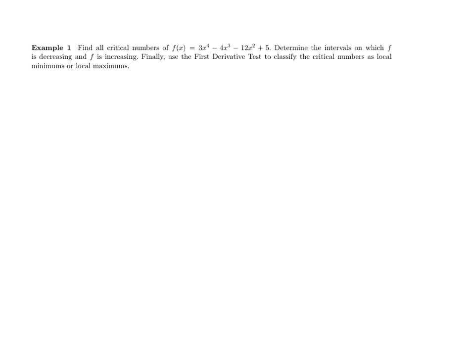So to start with, let's find the critical numbers. This means we have to take the derivative of our function. The derivative is 12x cubed minus 12x squared minus 24x. This thing exists everywhere, so I only need to check where it's equal to 0. So where is 12x cubed minus 12x squared minus 24x equal to 0?